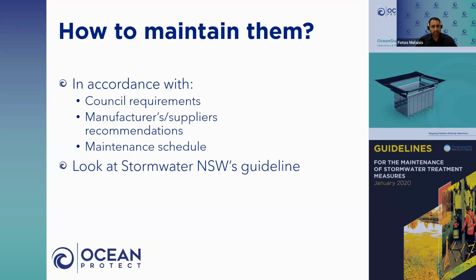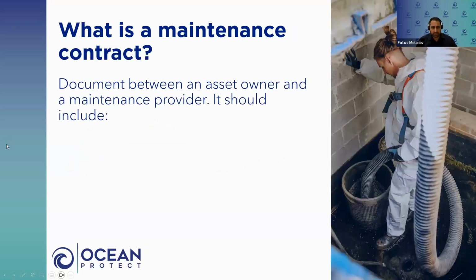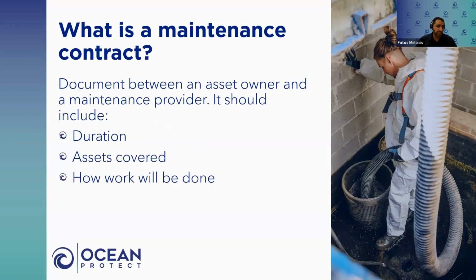Just also looking at contractually the obligations and what you can engage in. So this next slide is more about the actual maintenance contract itself. I think it's quite simple. A maintenance contract is a legally binding document between two parties, in this case, the asset owner and the maintenance contractor. So some of the key considerations to look at is the duration of the contract.